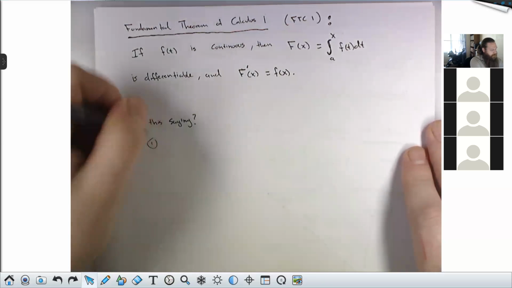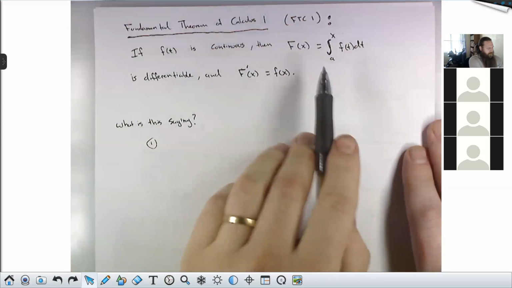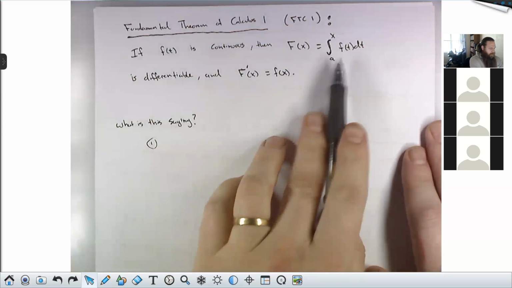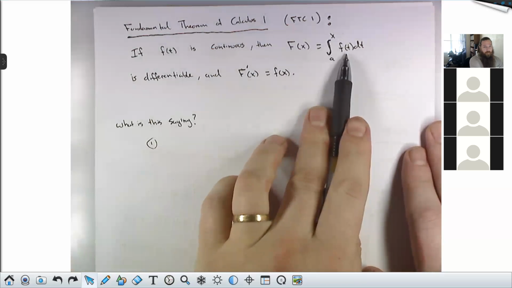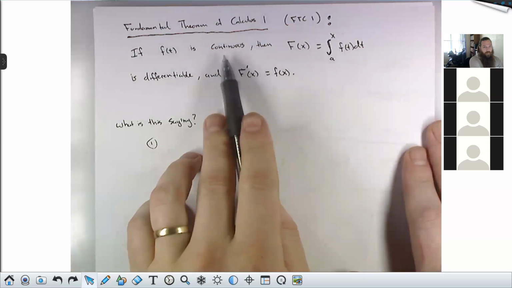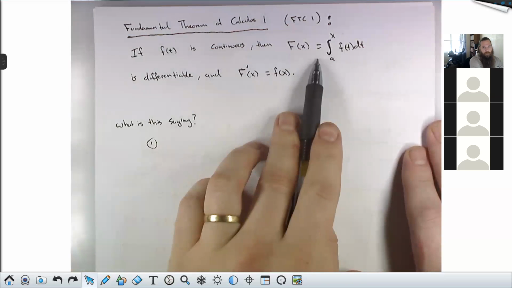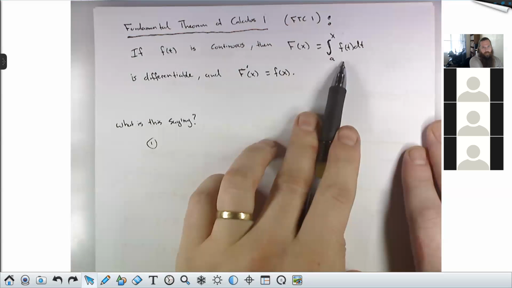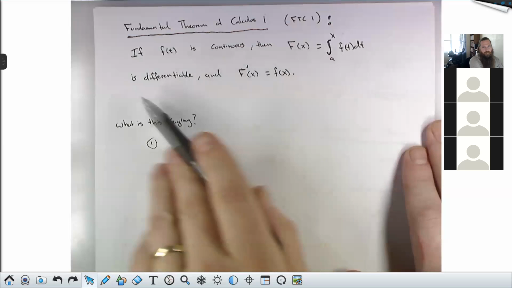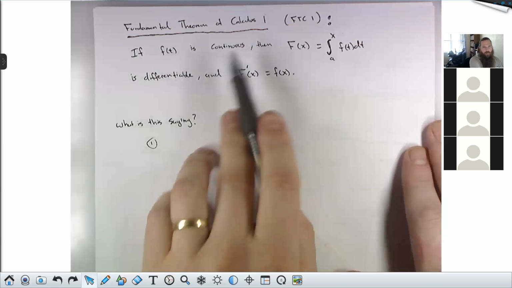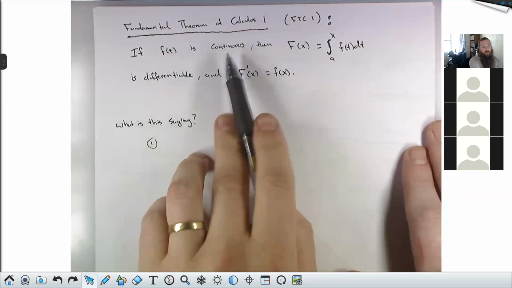Well, first, pay attention to the objects in question. Little f of t here is a continuous function, and big F is defined as the integral of little f. And big F is differentiable. Which one of these is a stricter condition?